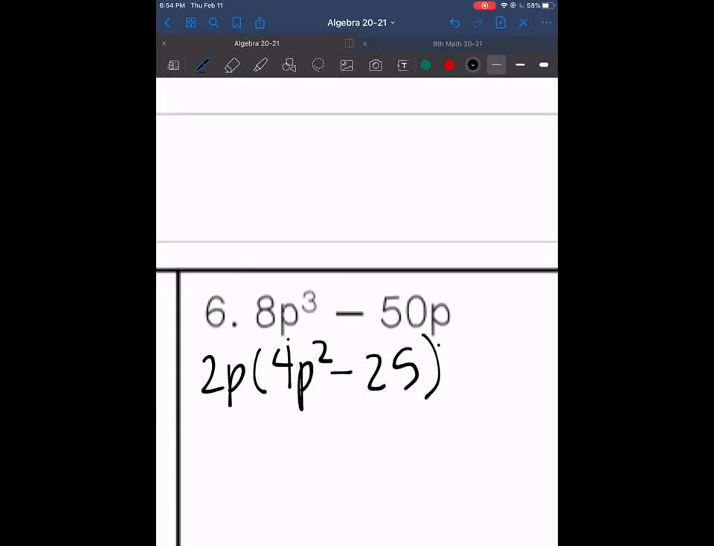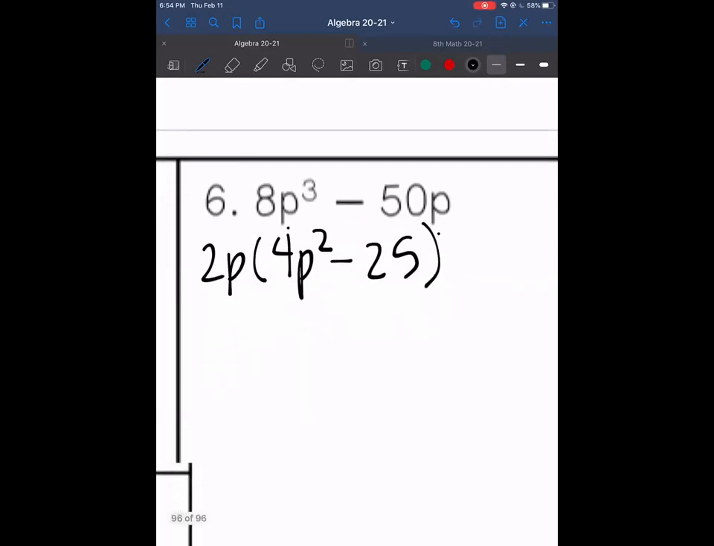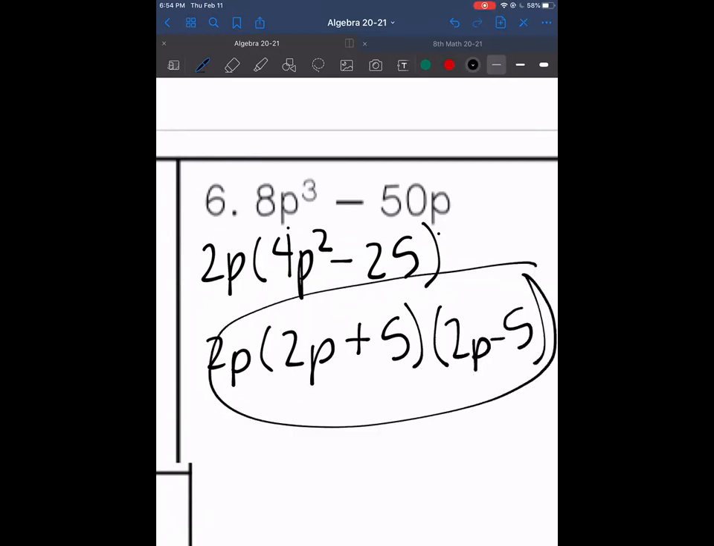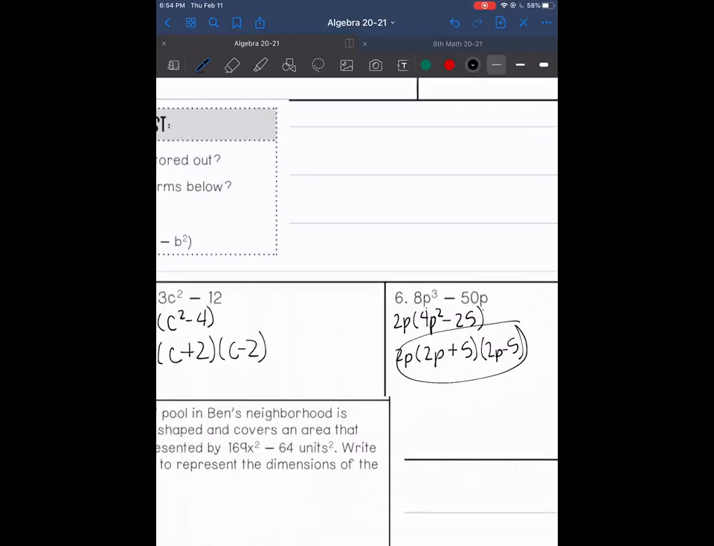And that is a difference of squares. So the square root of that first term would be 2p, plus the square root of my second term, which is 5, and 2p minus 5. So that is factoring using difference of squares.